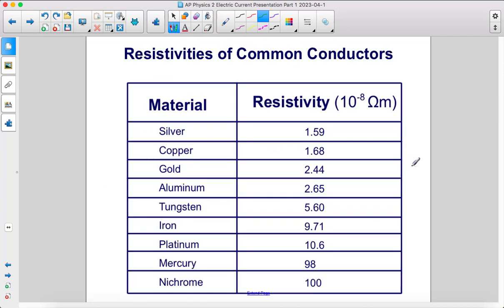Resistivities of common conductors. Here on the low end, we have silver and copper. Copper is what you're going to see the most in wires. Over here, at 100, we have nichrome, we have mercury. These are not good conductors as compared to copper.